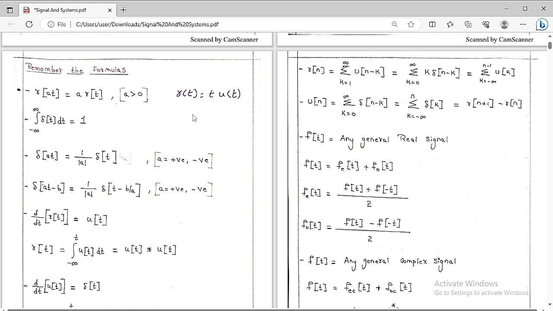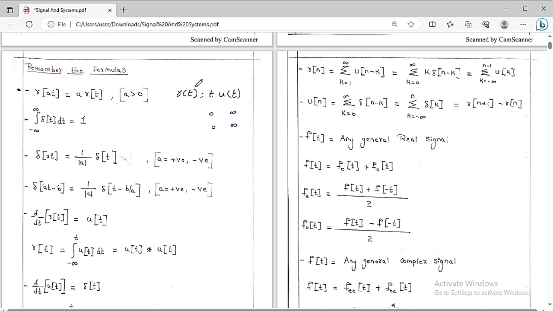In place of t, if you substitute at, what do you get? at into U of at. U of at is nothing but U of t. What is U of t? For U of t, the initial point is 0 and the final point is infinity. U of at means I am doing the scaling property, so I need to divide by a on both sides. 0 by a is equal to 0, and infinity by a is again infinity. So the signal is the same as it is. Therefore U of at is nothing but U of t.